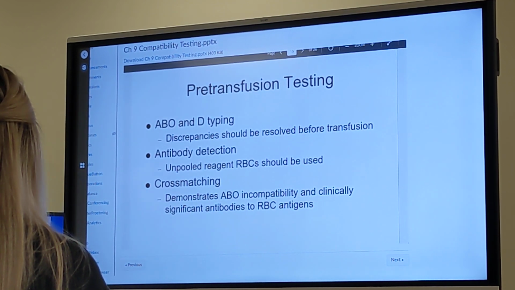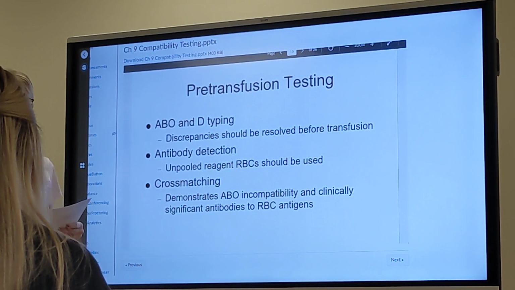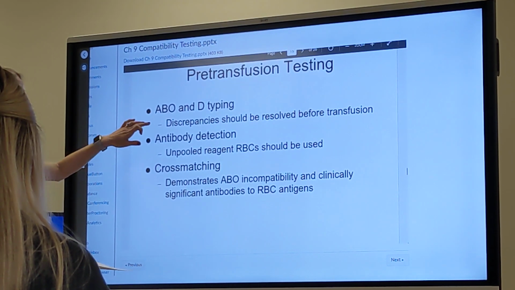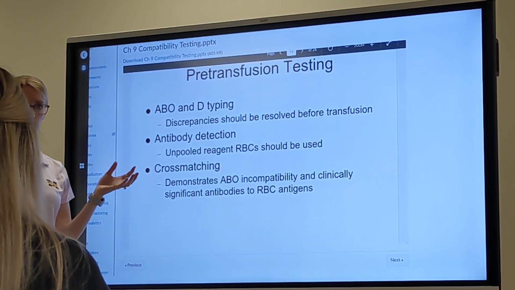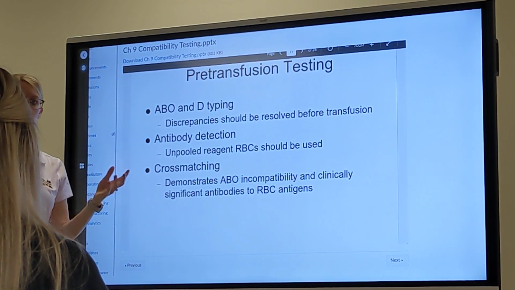Okay, pre-transfusion testing. So testing you do on the patient before they can get the unit of blood. ABO and D-typing. You have to resolve discrepancies before your transfusion, so if there's an ABO discrepancy, like a subgroup or something.